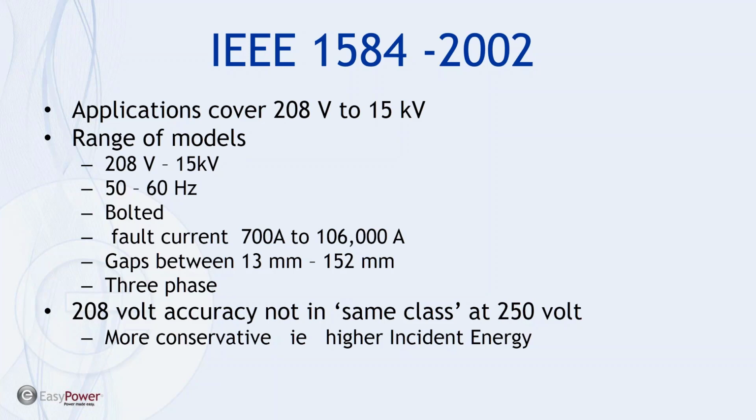No more than a paragraph later, after talking about the application voltage range, they say, well, of course, the 208 volt accuracy is not in the same class as a 250 volt calculation. What they mean by that is that the results anywhere below 250 volts are more conservative, and by that they mean the results are going to be much higher incident energy. So the question becomes how much higher, and that's why we're kind of left in the lurch on our own devices.